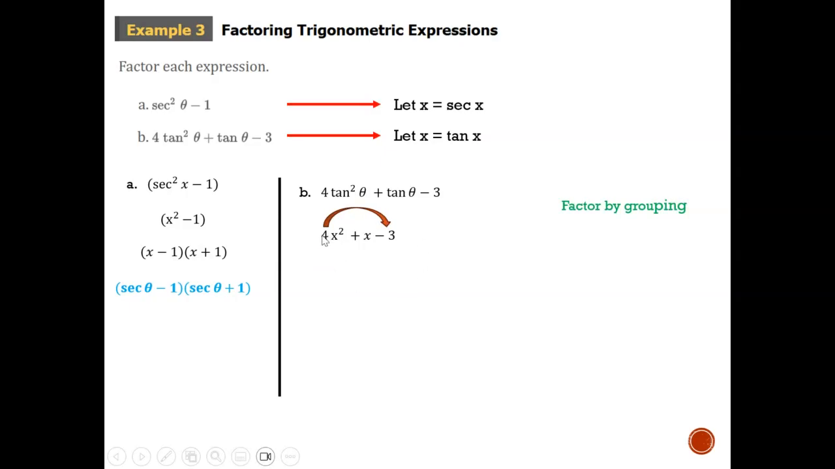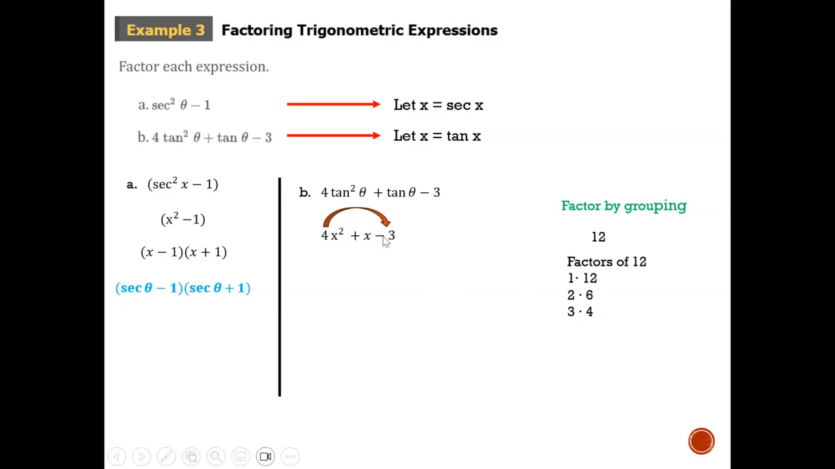By grouping, we're going to multiply the first term, the a term, times the c term. So 4 times 3 will give us 12. Don't worry about the sign, okay? Just follow this method, and if you follow my method, you cannot go wrong. Then we have to get the factors of 12. How can we get 12? 1 times 12, 2 times 6, and 3 times 4.